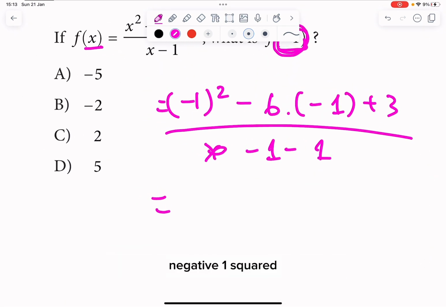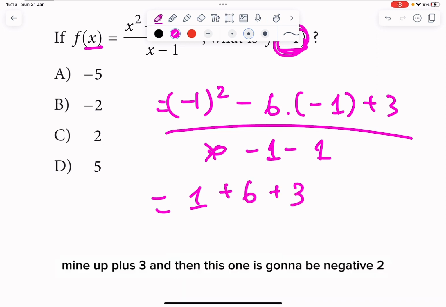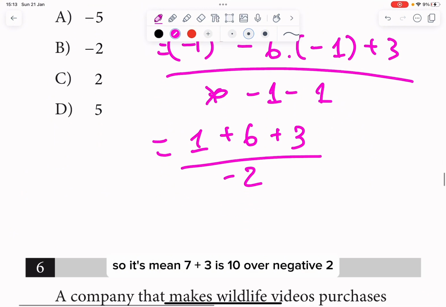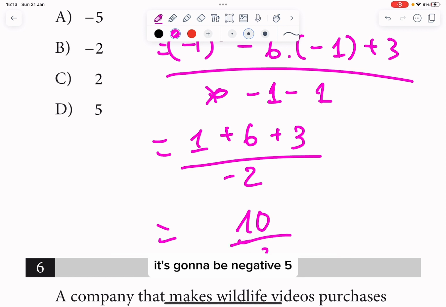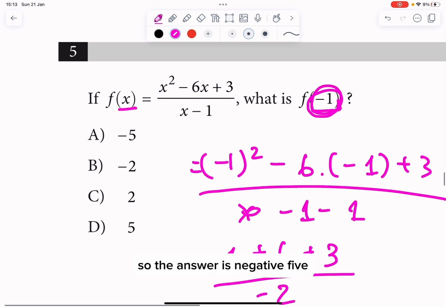So negative 1 squared is a positive 1, and then it's gonna be plus 6 plus 3, and then this one is going to be negative 2. So it means 7 plus 3 is 10 over negative 2. It's going to be negative 5. So the answer is -5.